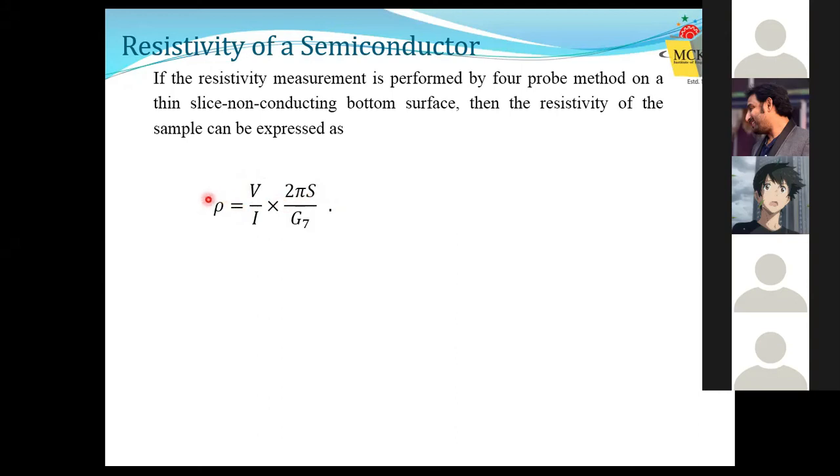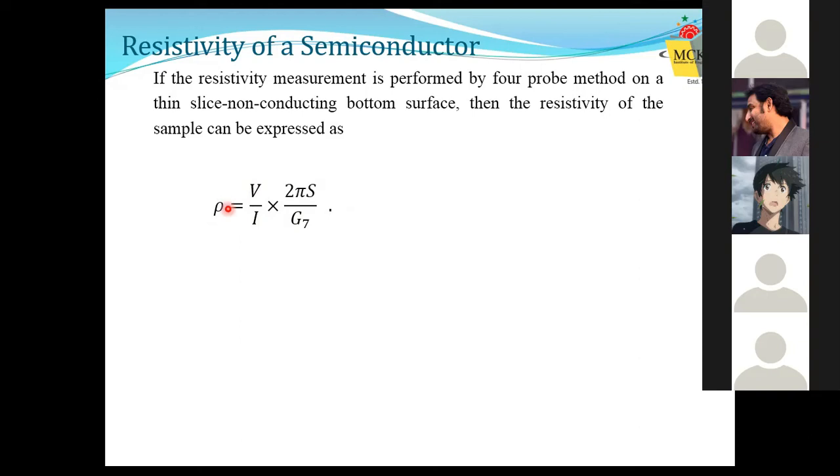So we know in physics that for a semiconductor, if you increase the temperature, the resistivity will decrease. Now, this is the formula that you will use to calculate the resistivity, where 2 pi s, G7 and I are constants. So if temperature increases and the resistivity has to decrease, then you will note that the voltage will also decrease, because the resistivity is directly proportional to the voltage. So if you increase the temperature, the voltage across the semiconductor probe will decrease, because only in that case will the resistivity also decrease, which should be the case.